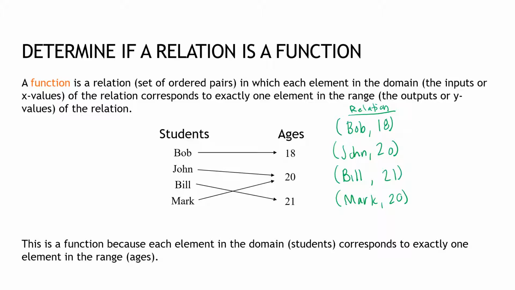A function occurs when every element in the domain, being my x's or my first values, corresponds to exactly one element in the range. So here is my range, 18, 20, and 21. And the question is, is each student connected to only one age? The answer is yes, because Bob only has one age, John only has one age, Bill only has one age, and Mark only has one age. So it doesn't matter that John and Mark are the same age, it is still a function.